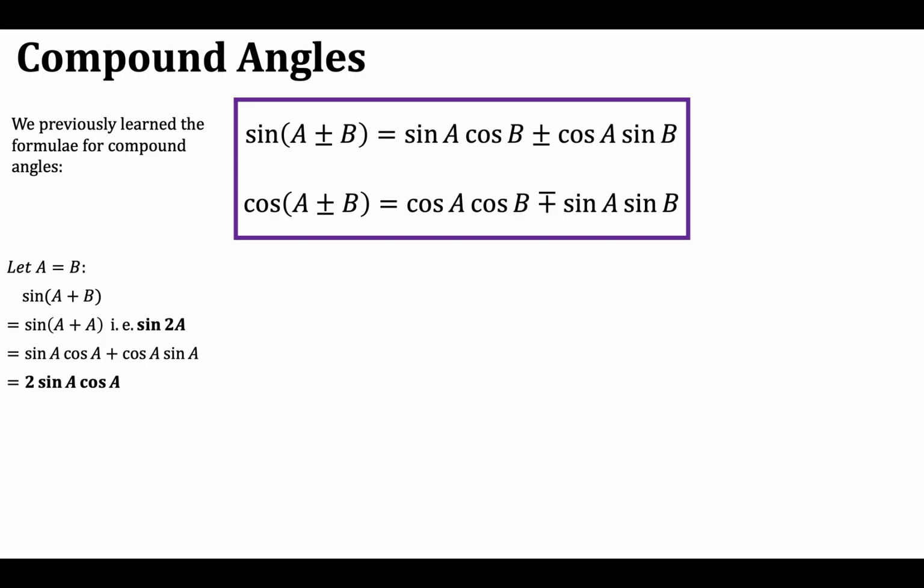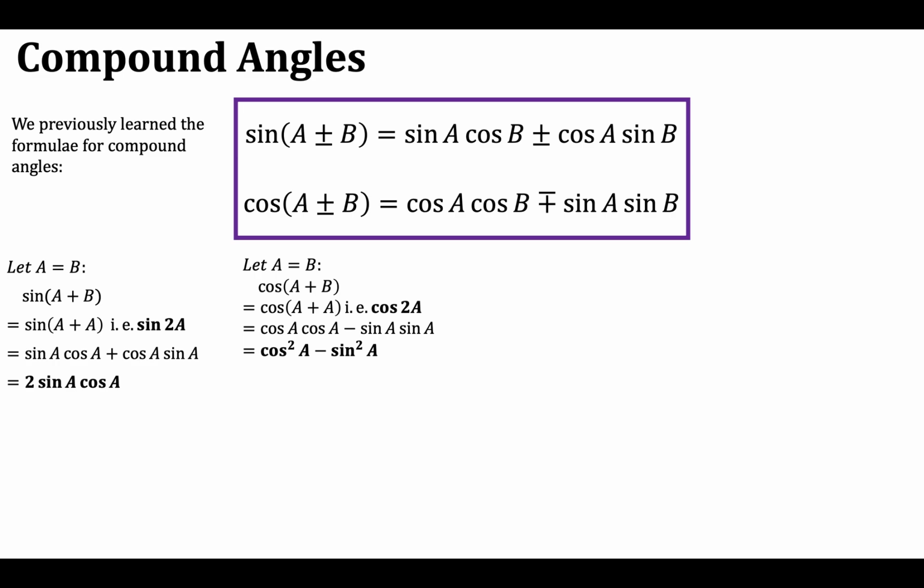Now let's do the same for the cosine of A plus B. So we've equated A and B. So that gives us the cosine of A plus A, that's cos of 2A. Expanding gives us cos A cos A minus sine A sine A. And we can see that we've got cos squared of A minus sine squared of A.